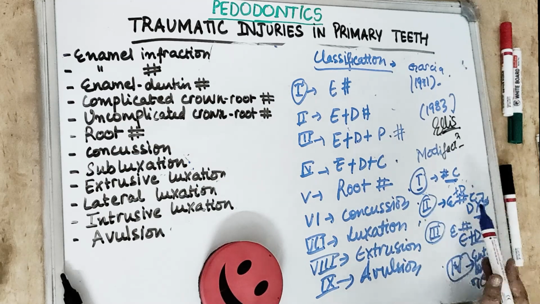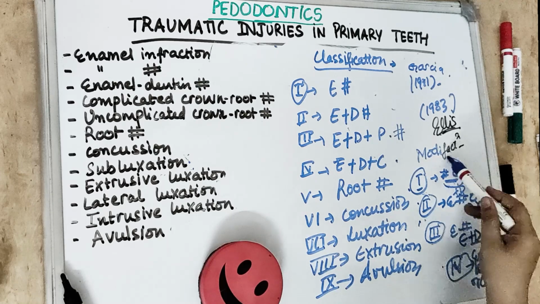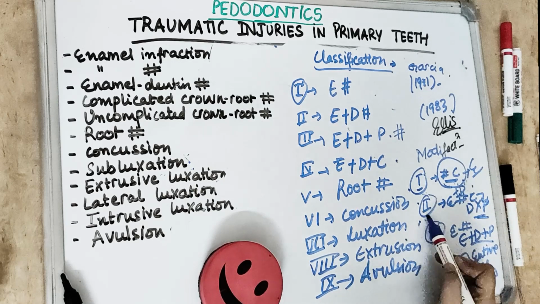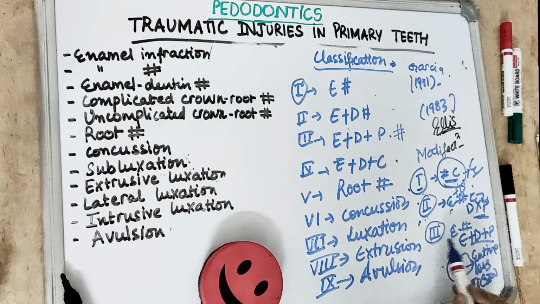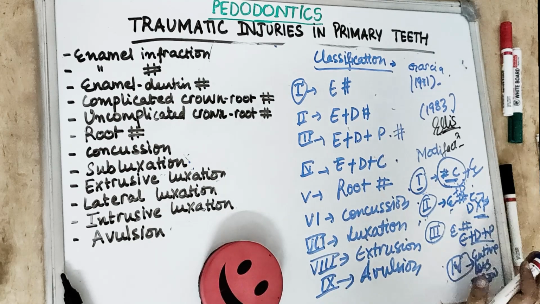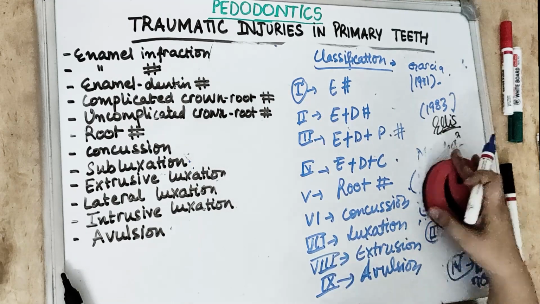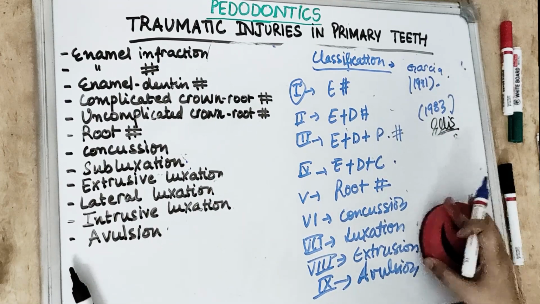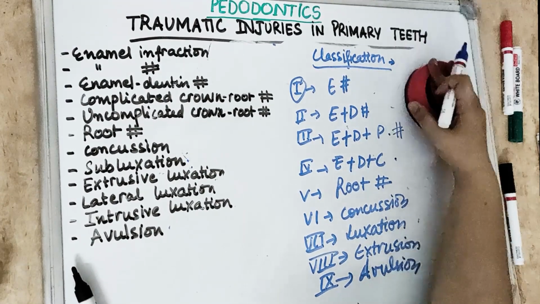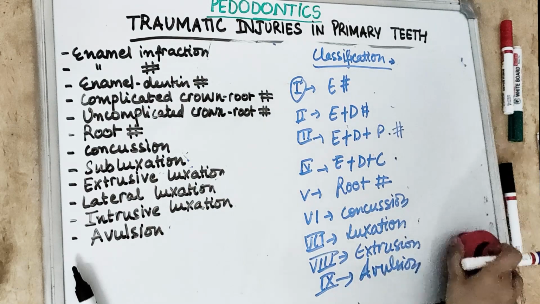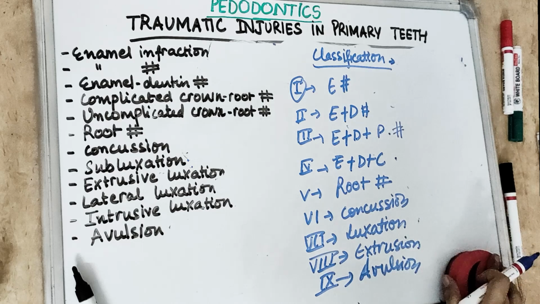In the first one, there is a simple crown fracture, meaning there is just a fracture of the enamel. Class 2 is enamel plus dentin fractured, 3 is enamel plus dentin plus pulp, and 4 is when there is entire loss of the crown. So these are the classifications of traumatic injuries in the primary teeth. Now coming to the treatment of these classifications, we'll go through them one by one. Coming to the first one, when there is only fracture of enamel.